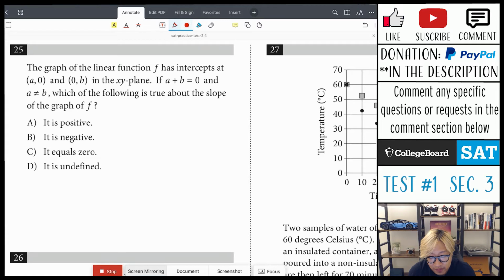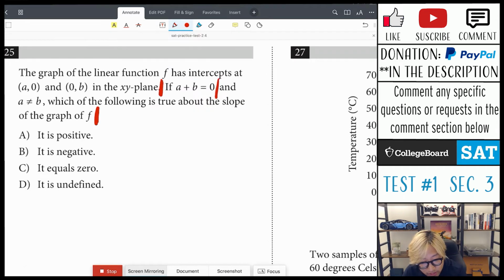25. The graph of a linear function f has intercepts at a, 0 and 0, b in the xy-plane. If a plus b is 0, and a is not b, which of the following is true about the slope of the graph of f? This condition that we're given must be met, where a plus b is 0. So let me just say this. Let's just say a is 2. Then what 2 plus what gives me 0? -2. So just call a 2 and b -2.